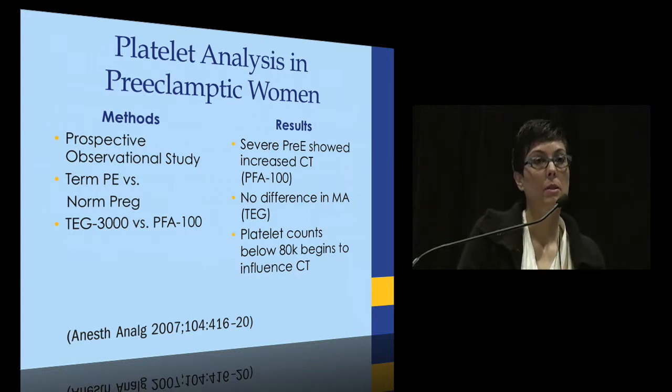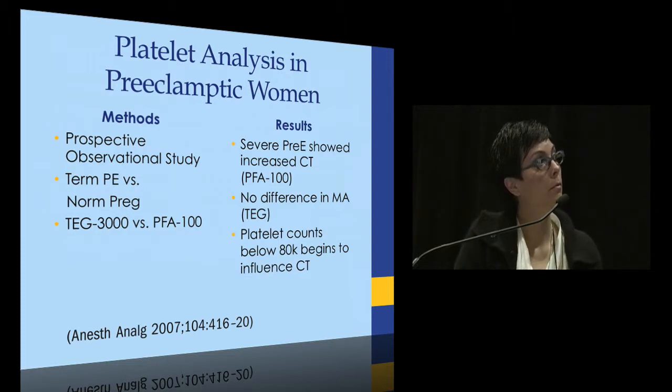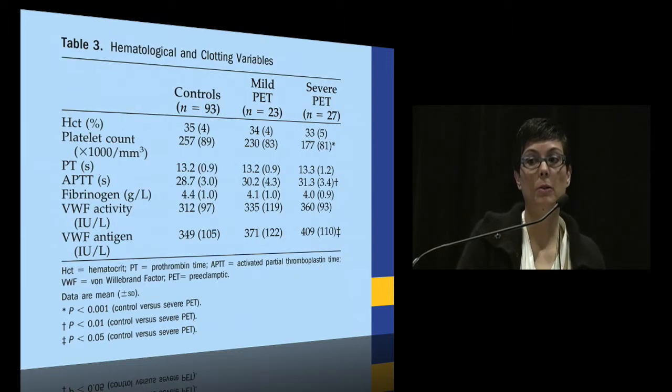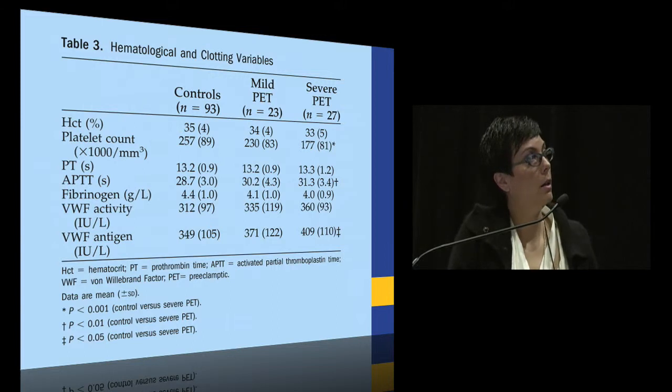What they showed was that the severe preeclamptic women had increased closure time. They had no difference in their maximal amplitude, so the TEG didn't show any difference. And platelet counts below 80,000 is when you start to see the influence on the closure time. So just to show you the data here, you can see in the group of all term preeclamptics, the severe ones clearly had a significant difference in their platelet count.